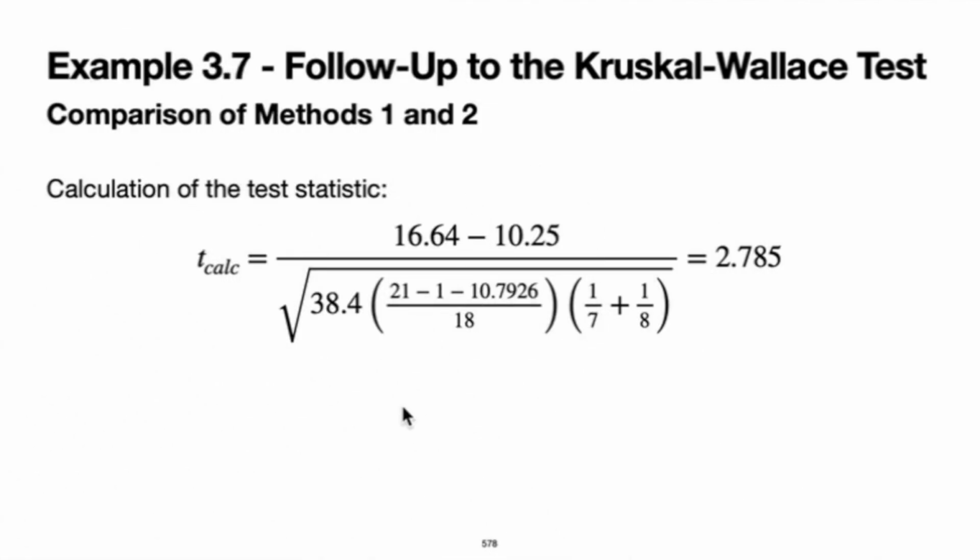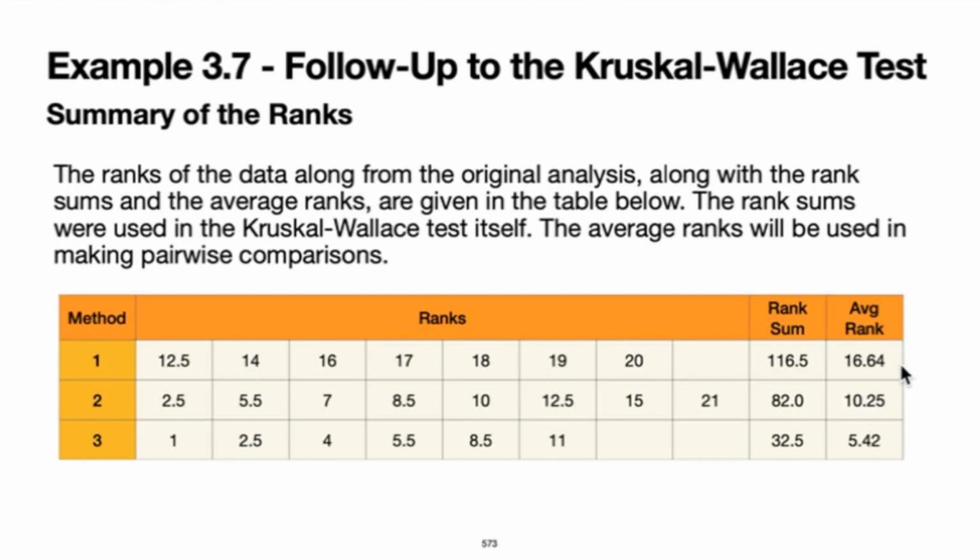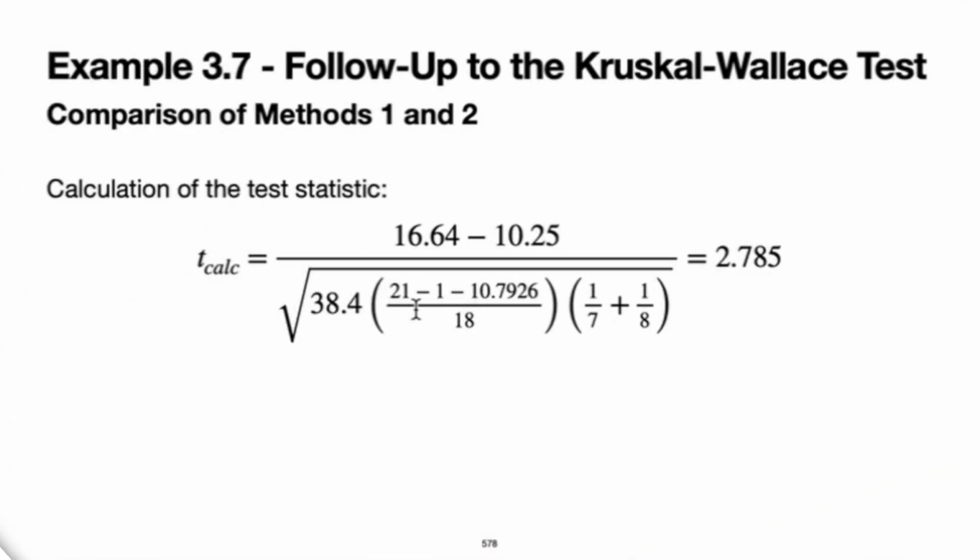Okay, then we plug in the quantities that we need to calculate the test statistic. And so we are grabbing these values from the table. Let me just scroll back here quickly. Okay, so these are the average ranks, and we're comparing methods 1 and 2. And so we get these average ranks for the corresponding samples. And then the value for S squared from the original Kruskal-Wallis test was 38.4. The value of H in the Kruskal-Wallis was 10.7926. Sample 1 has 7 observations. Sample 2 has 8 observations. All right, so we plug all those values in, and we get a test statistic equal to 2.785.